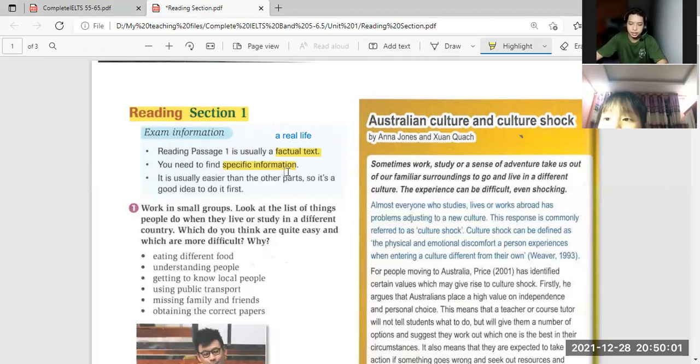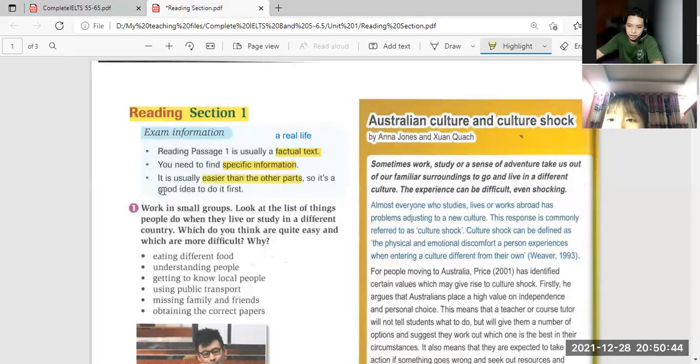Yes. Okay, specific means only one, or straight. For example, I have 3 questions. Among these 3 questions, there is one specific question. Specific means the important one. Do you know important? Yes. Okay, specific means the important one. It is usually easier than the other parts. So you need to remember reading section 1 is usually easier than the other parts.